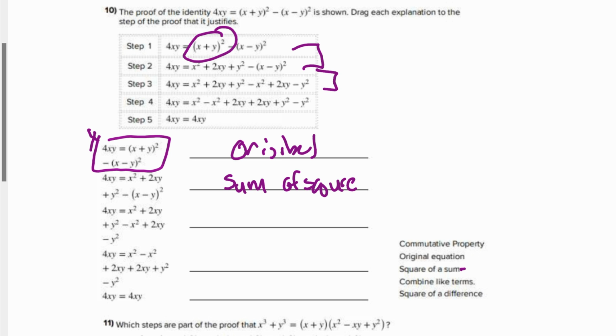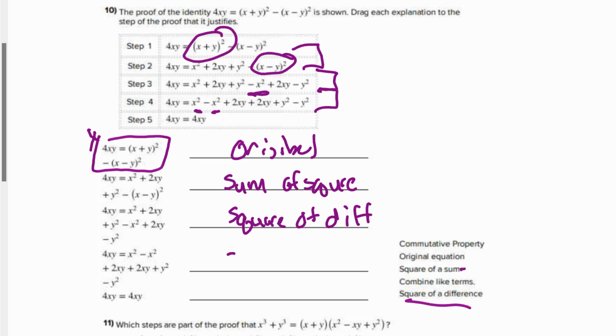And then how do we go from step 2 to step 3? So there it looks like this one is foiled out. So a difference, square of a difference. And then how do we go from step 3 to step 4? It looks like things are kind of just rearranged, right? You got an x squared and a negative x squared. So those are kind of just rearranged. So that is commutative property. And then how do we go from this one? This one looks like we just combine like terms. Okay, so that's how you do the first 10 problems.